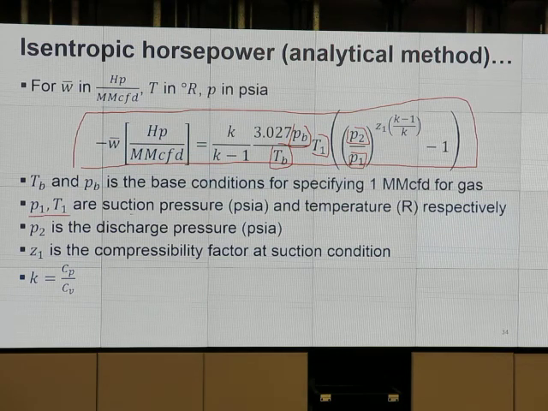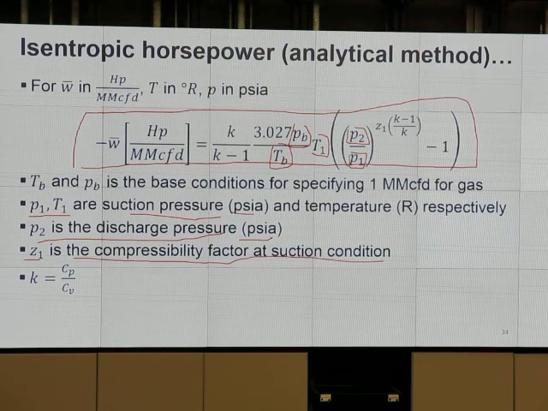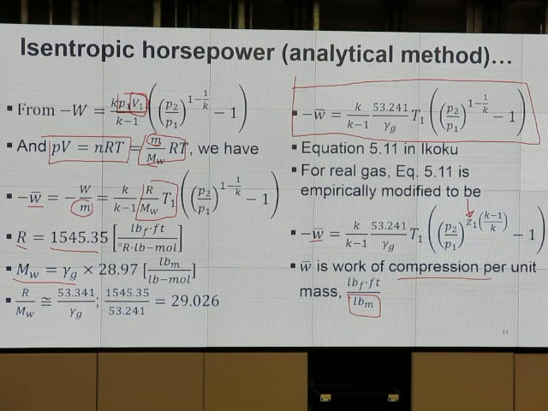P1 is the suction pressure. P2 is the discharge pressure, psia and psia. Z1 is the compressibility factor at suction condition. K is the ratio of Cp over Cv. So this equation has that Z1 added in compared to the previous one, just that. The rest is kind of the same.